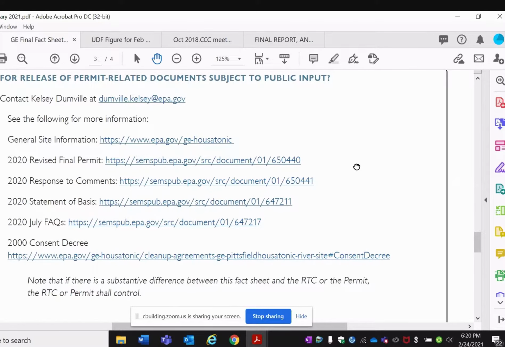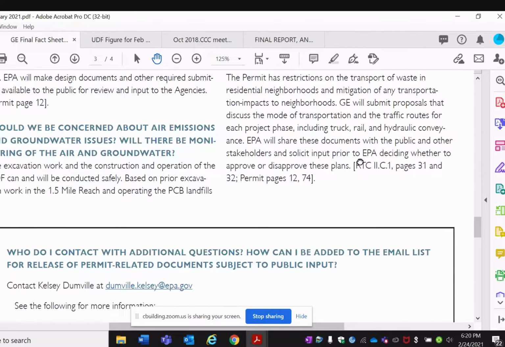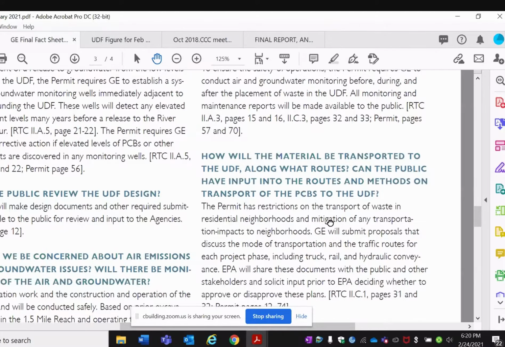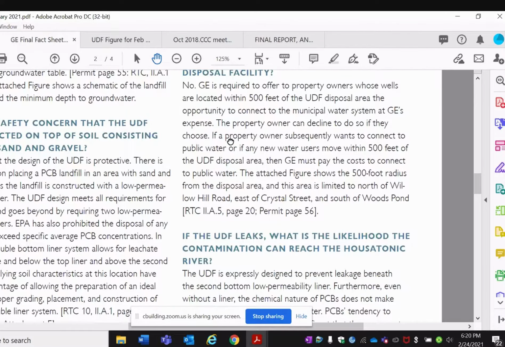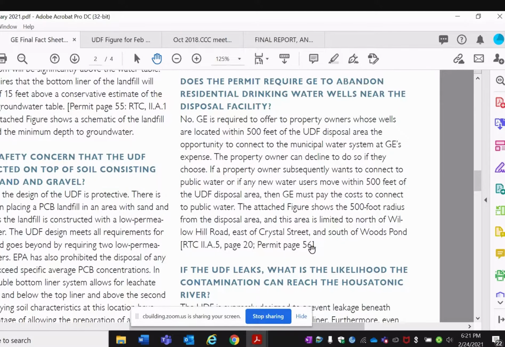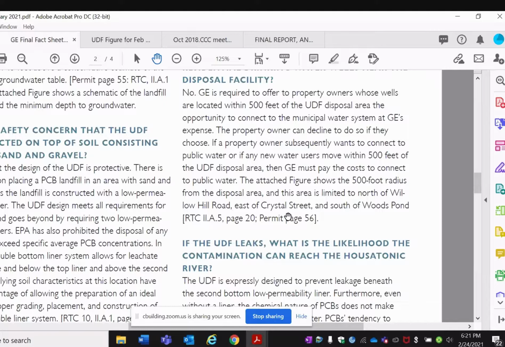What we tried to do in the fact sheet, for example, on the drinking water, if you can see this, sorry for moving around. Does GE have to abandon the wells? We say no, and the reference here, permit, page 56. So you can go to page 56 yourself and read the words in the permit yourself and draw your own conclusions as to what's required. So that's why we sent out the fact sheet. Hopefully it's helpful. Hopefully you'll have time to digest it, and maybe it'll clarify some questions. I think we've got a few questions. So could we take a pause and take some questions, and Reed's first up?